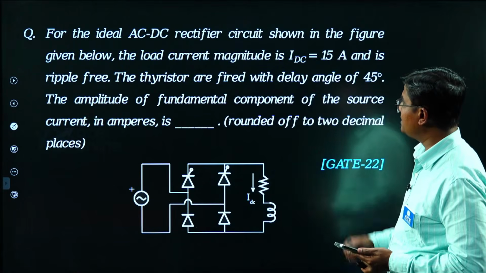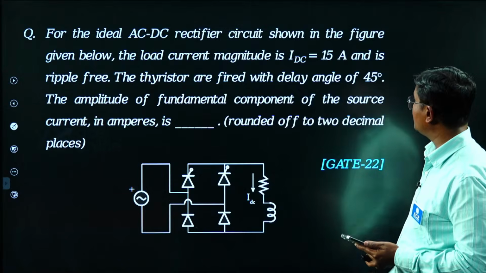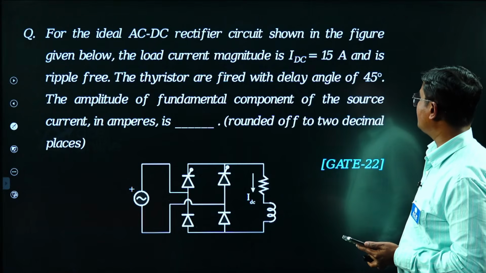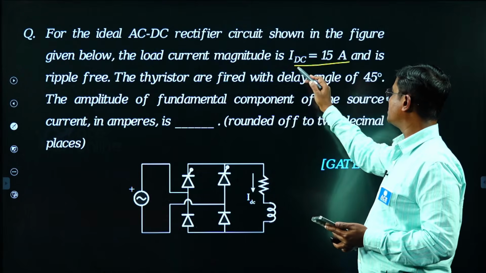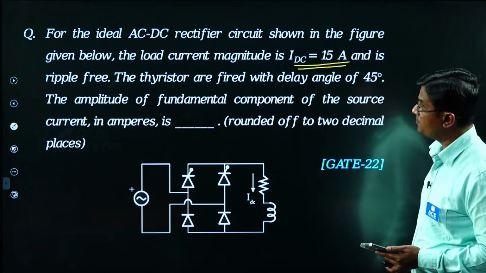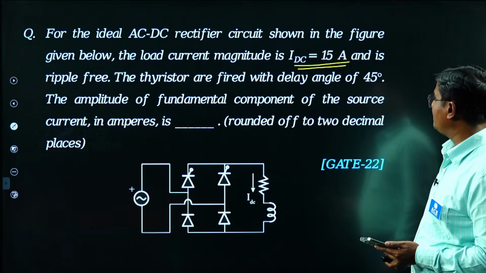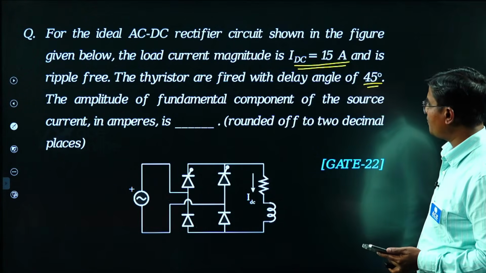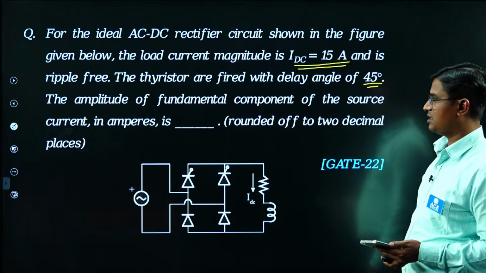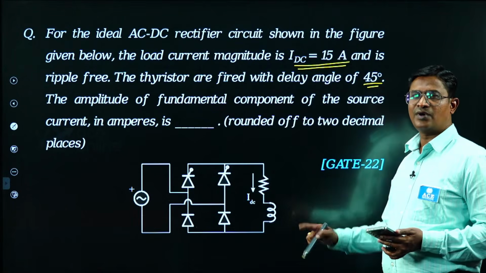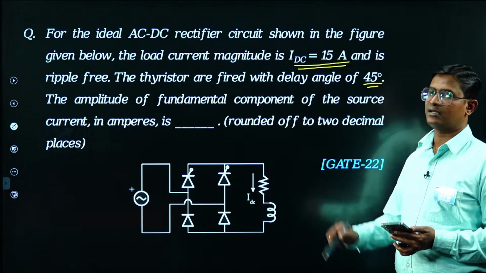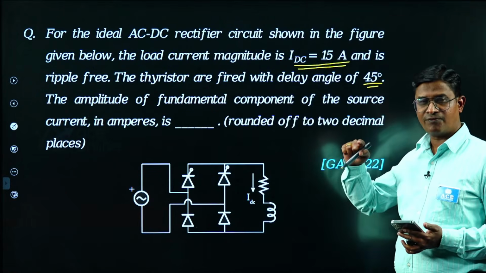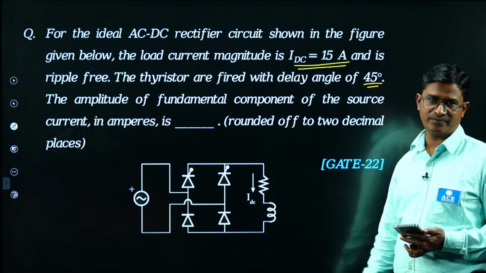For the ideal AC to DC rectifier circuit shown in the figure given below, the load current magnitude is 15 ampere, constant and ripple free. The thyristors are fired with a delay angle alpha of 45 degrees. The amplitude of the fundamental component of the source current, IS1 peak, is asked. So they are asking for the peak value of the fundamental component of the source current.